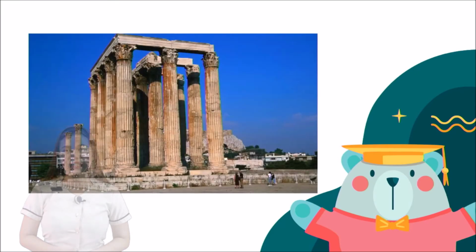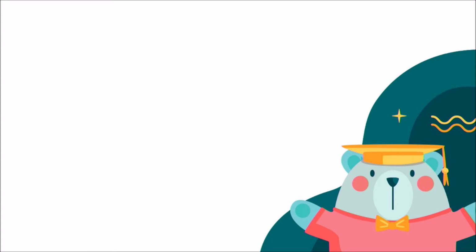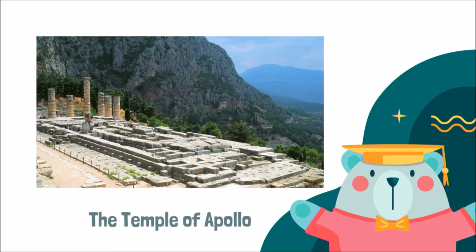Okay, try to look at this picture, kids. Can you guess it? What is it? Very good. It is the temple of Zeus. And how about this one? Very good. This is the temple of Apollo. Okay, these are some examples of temples.